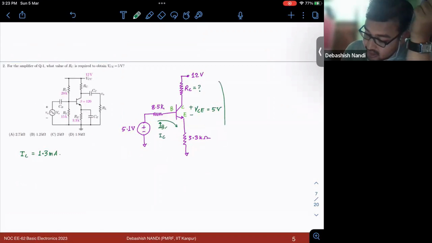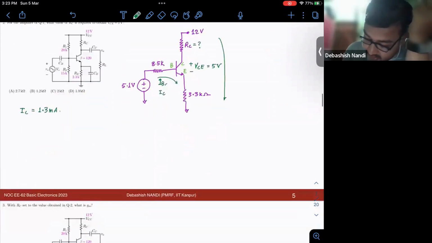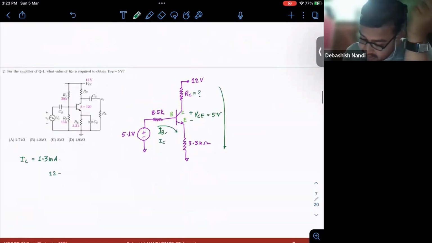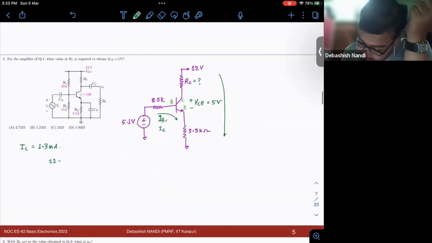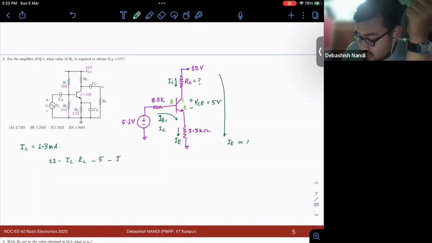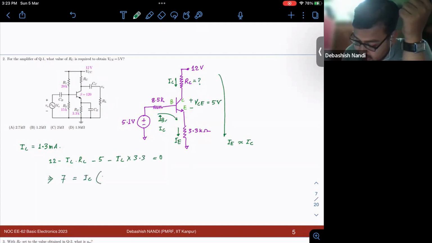Now I will focus on the outer loop. So what do I have? I have 12 minus IC into RC minus 5 minus IE, which can be taken almost equal to IC, into 3.3, is 0. This is my IC, this is my IE. So your 7 is nothing but IC into 3.3 plus RC.